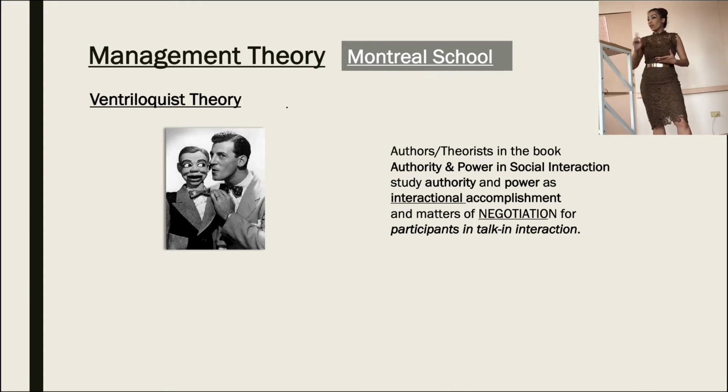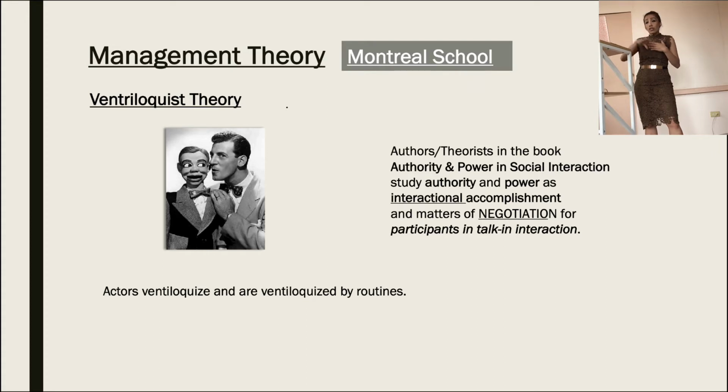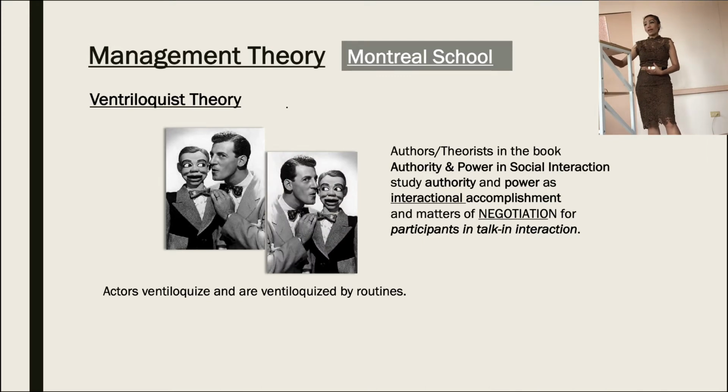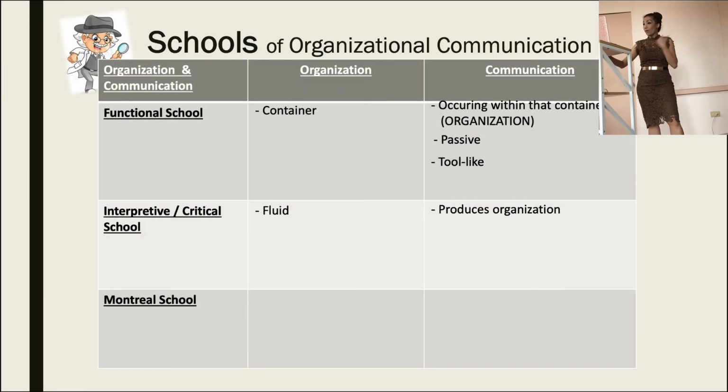So, in the book Authority and Power in Social Interaction, the authors and theorists studied authority and power as an interactional accomplishment, and matters of, as we mentioned earlier, negotiation for the participants in talk-in-interaction. So, the negotiations among the organizational actors. And going back to the picture here, you think that it's a one-way stream, but no, it's not. Remember co-orientation, the actors ventriloquize, but they're also being ventriloquized by the routines. Right.